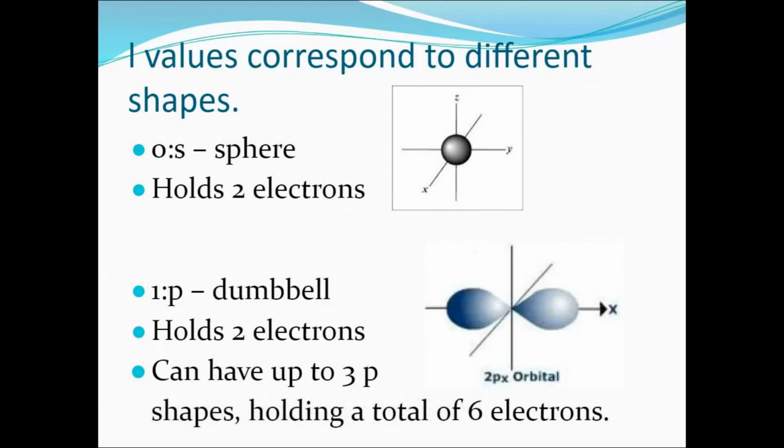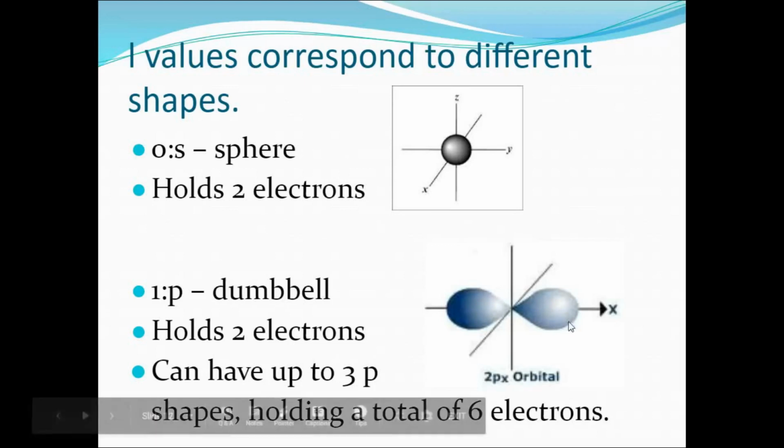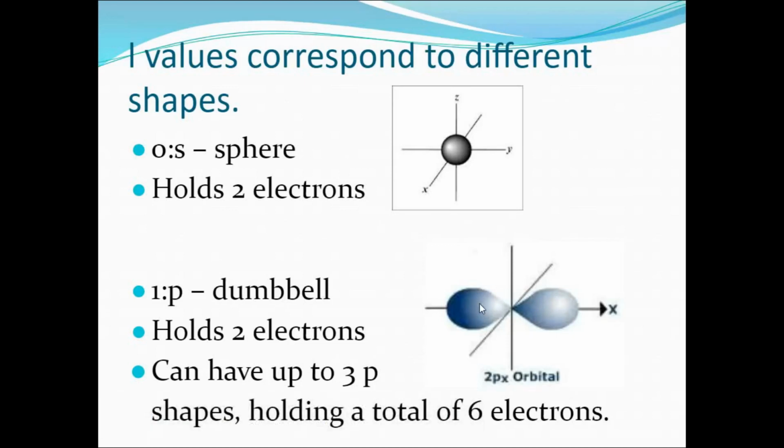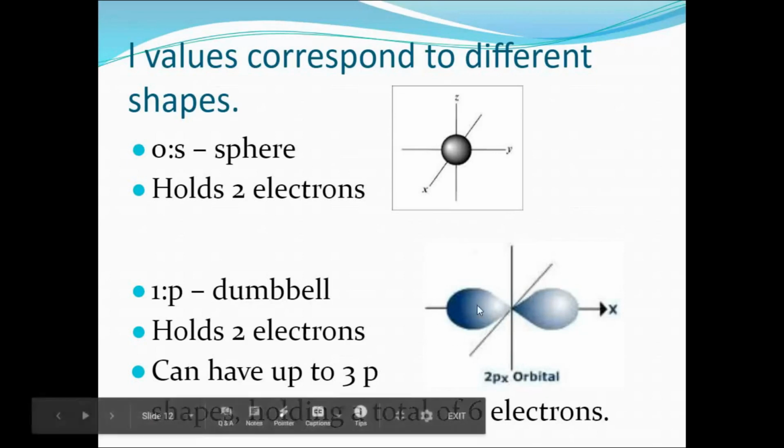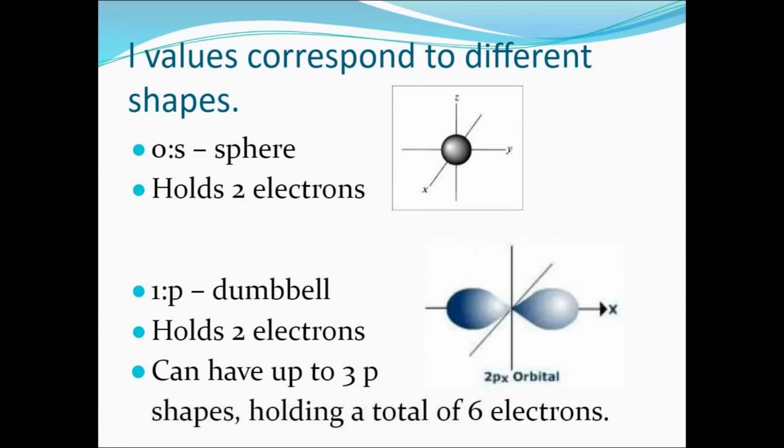Then the next shape is a P shape, which is shaped like a dumbbell. So we can call it a P shape or a dumbbell shape. Again, it's going to hold 2 electrons in this area. Maybe one's on each side, but within this total dumbbell shape, we're going to hold 2 electrons. Every single orbital individually will hold 2 electrons.